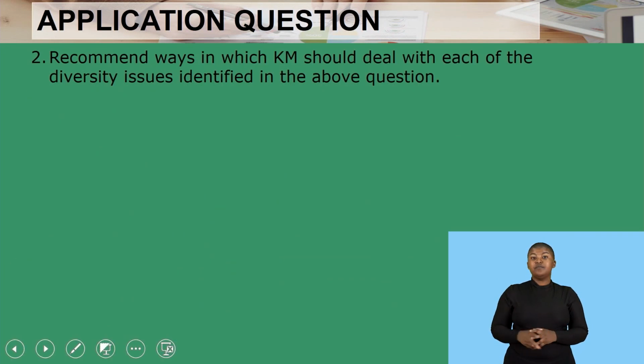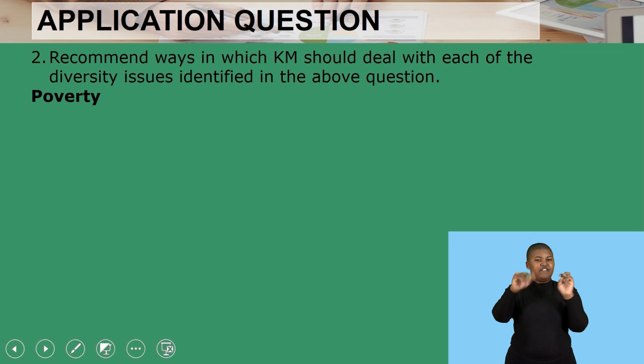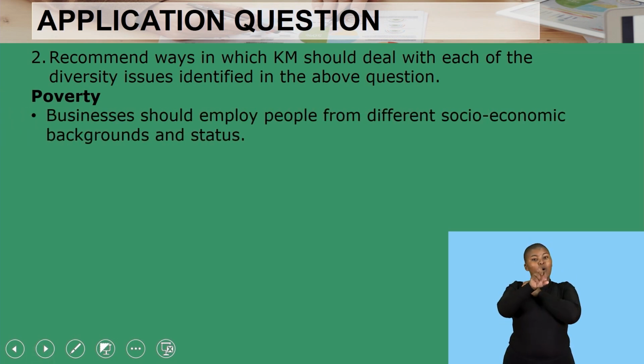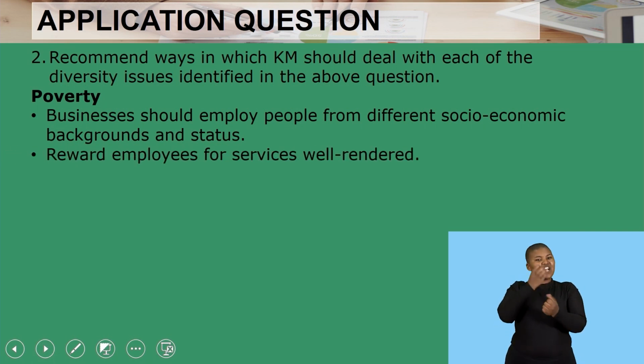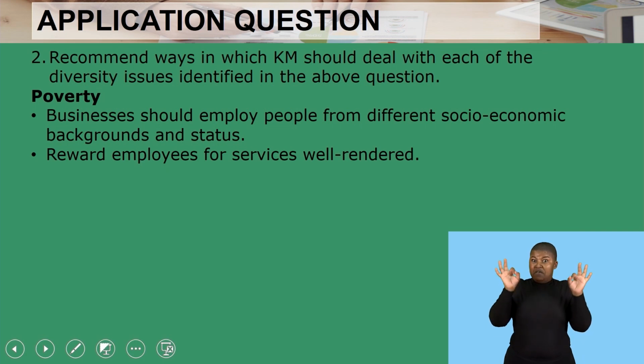Now let us talk about question 2, which says to us, recommend ways in which the business would be expected to deal with each issue. We have poverty. The business should employ people from different socio-economic backgrounds and status so that they alleviate poverty, and they should reward employees for service well rendered.